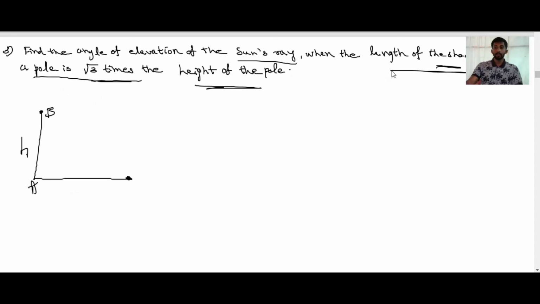Length of the shadow is root 3 times the height of the pole. Height of the pole is H, which means the length of the shadow is equal to root 3 times H. Okay. BC be the sun's ray. Assuming that BC be the sun's ray. Again, since we need to construct a triangle, I'm taking the sun's ray like this.